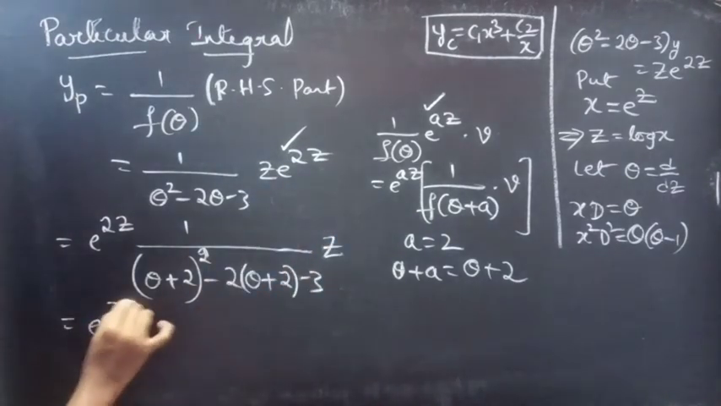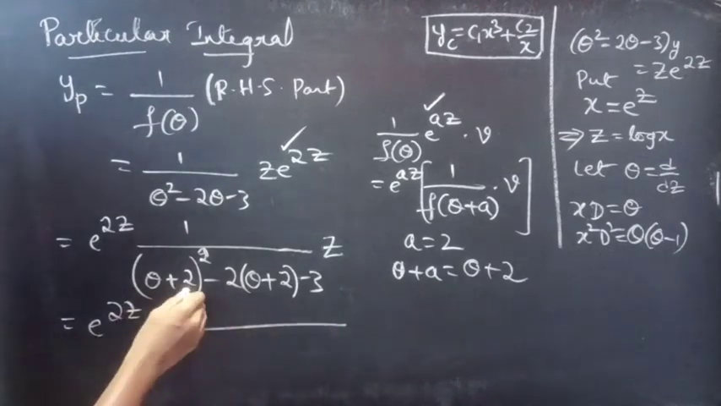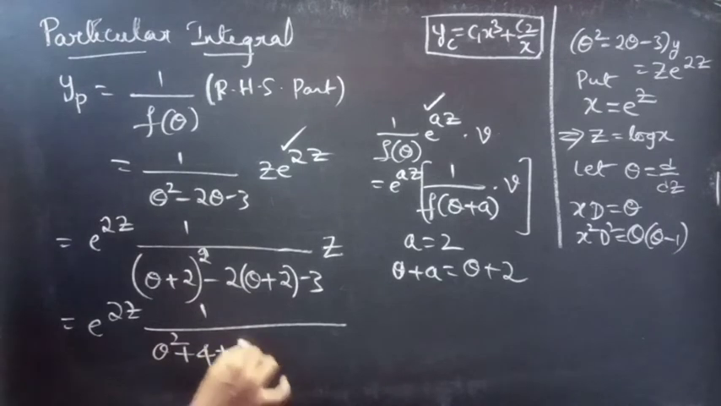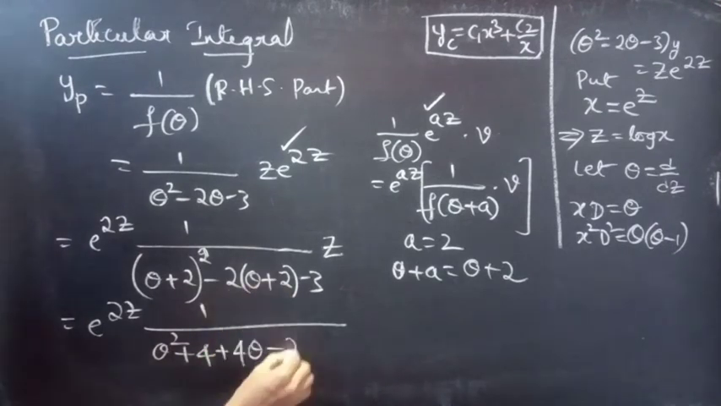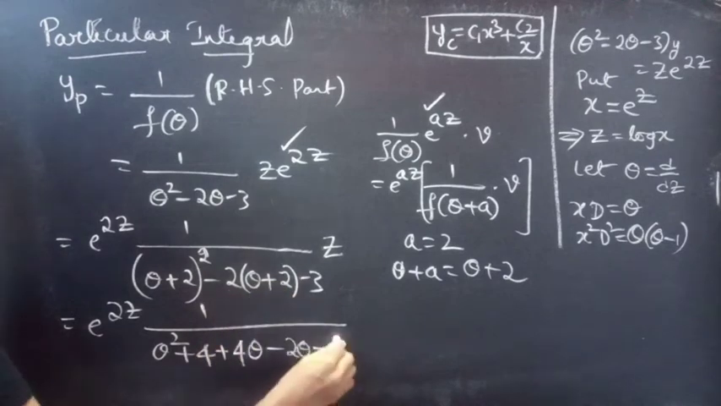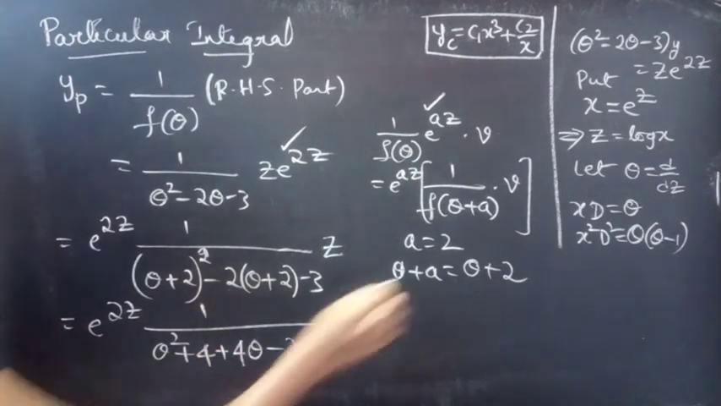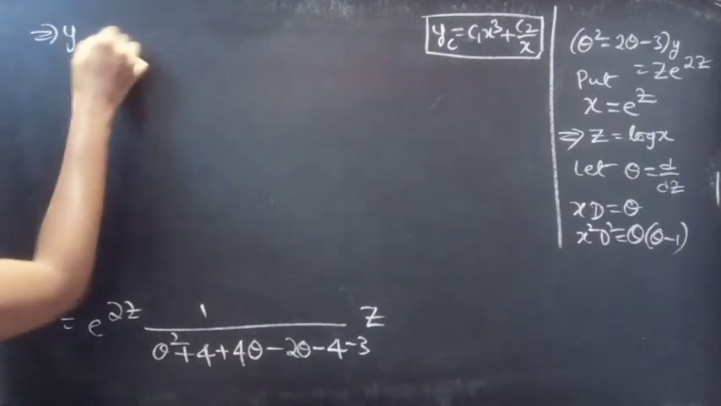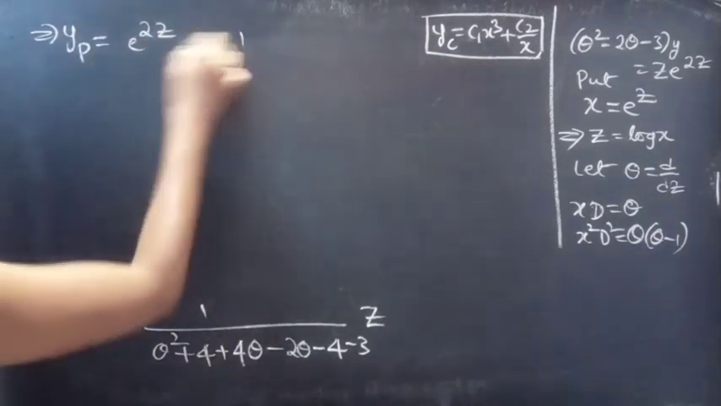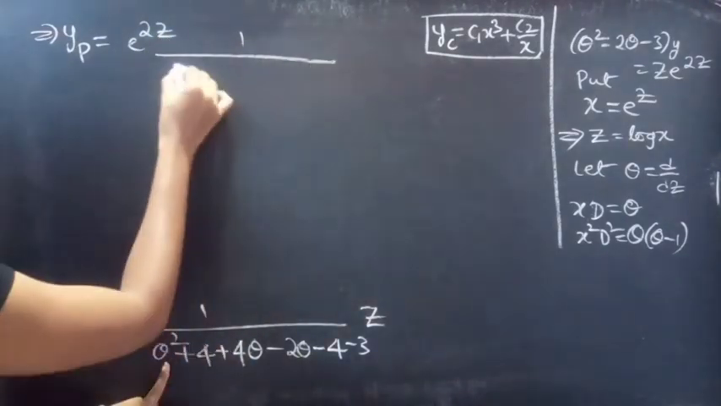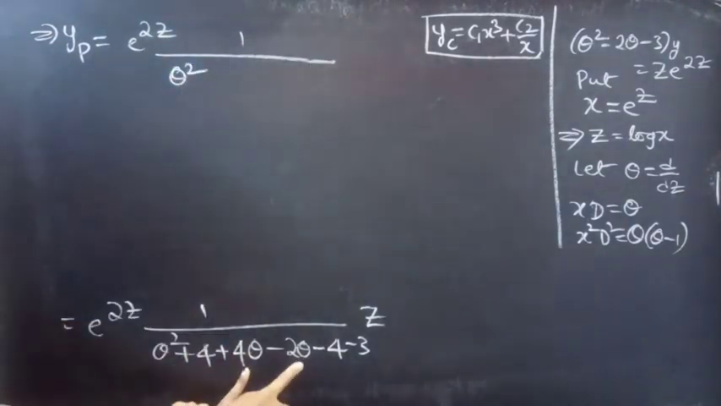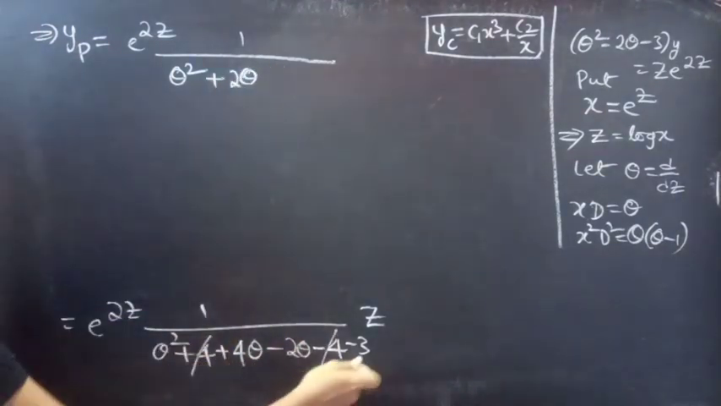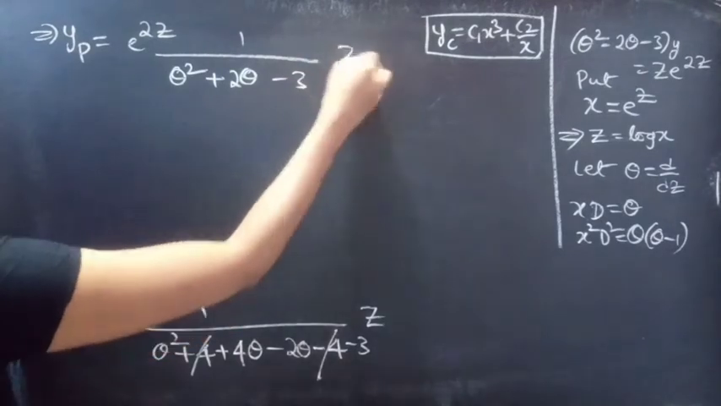This equals e power 2z into 1 by the expansion of theta plus 2 whole square, which is theta square plus 4 theta plus 4, minus 2 theta minus 4, minus 3, into z. Then yp becomes e power 2z into 1 by theta square plus 4 theta minus 2 theta, which is plus 2 theta. Here plus 4 minus 4 gets cancelled. We'll get minus 3, into z.